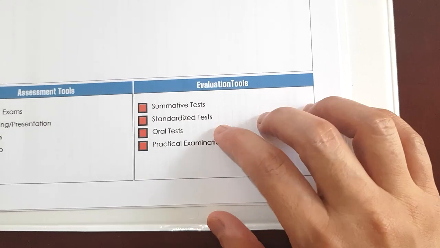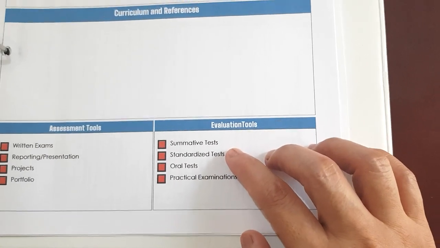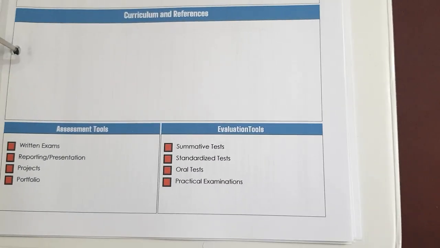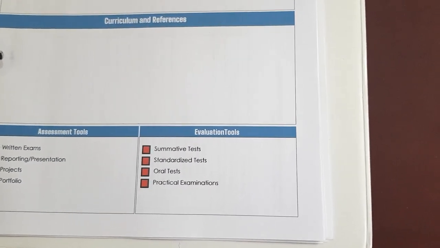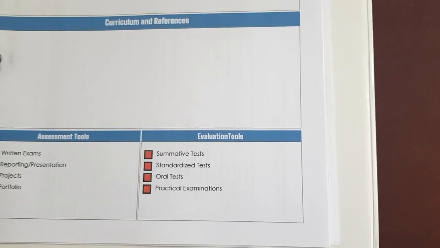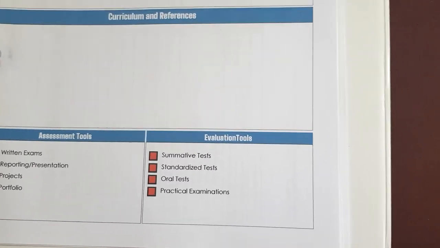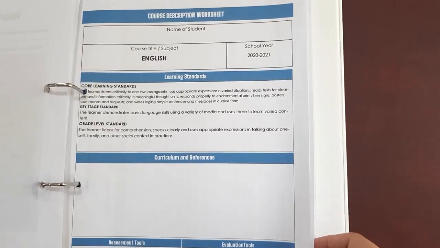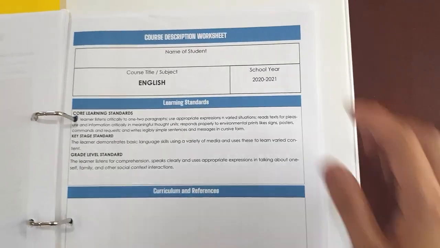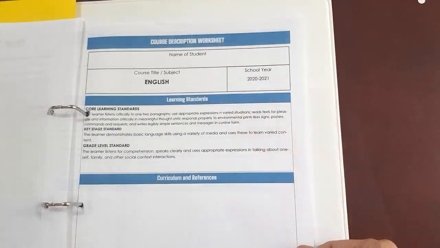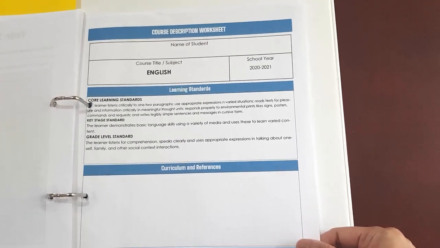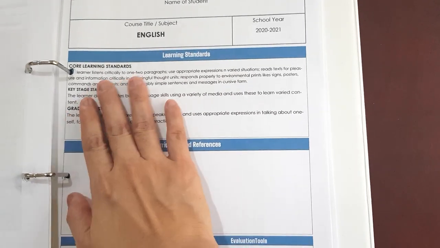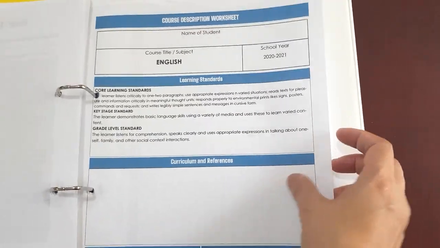Yung standardized tests, you can get this actually sa website ng DepEd kasi meron sila dong mga diagnostic tests at achievement tests. So, pwede kayong kumuha doon at iyon yung gamitin nyo just to know lang kung naintindihan talaga ng bata yung subject. Okay, that's course description worksheet. So, lahat ng mga subjects nyo, I suggest na meron siyang course description worksheet para lang you would know kung na-achieve nyo yung learning standards for that particular subject.